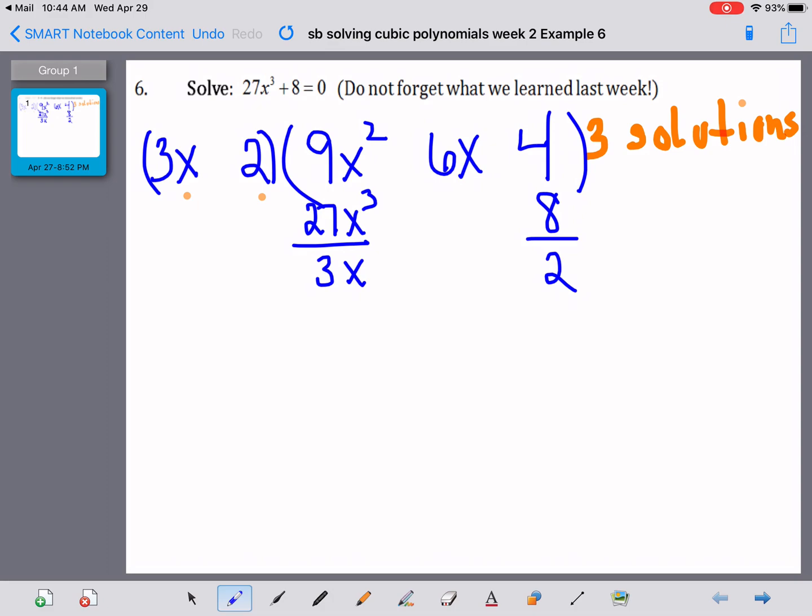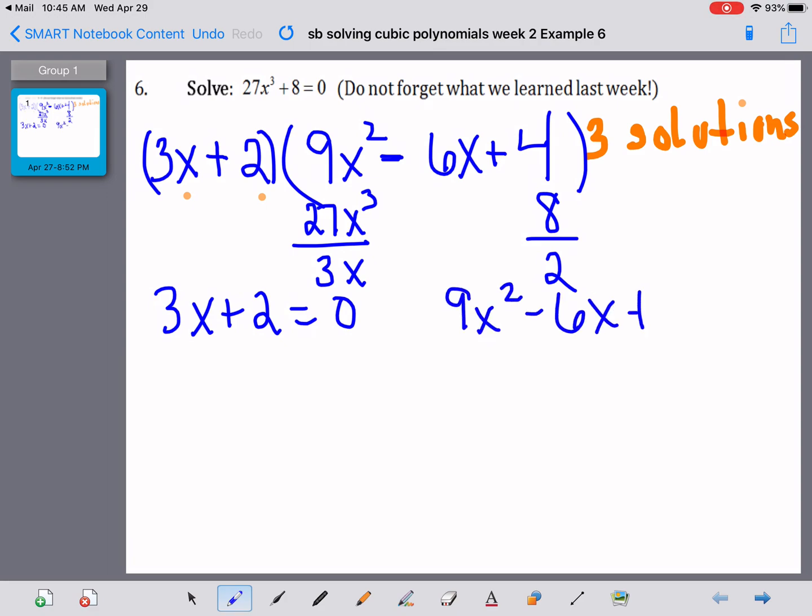And now we can put in the signs, and that's where the SOAP comes in. So it's going to be the same sign that the problem started with. Then it's going to be the opposite of the sign we just wrote, and then always positive. And once we have that set up, we're going to take each of these factors and set them equal to 0. We're going to take 3x plus 2 equal to 0. And we're going to take 9x squared minus 6x plus 4, and set it equal to 0.